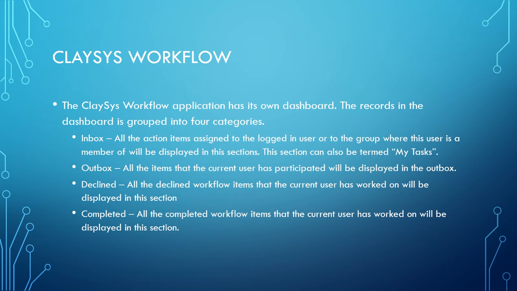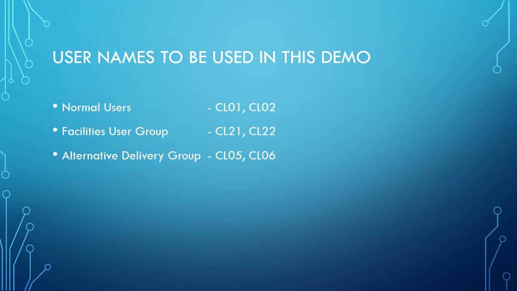Now, the ClaySys workflow with forms has been set up in this case to have its own dashboard. And in the dashboard, you will have an inbox, which would be all the requests that have been created by anybody that have been routed to you as a user for action. The outbox is similarly any request that you might have created or participated in that is now pending completion. You can always track and review the status in your outbox. Declined is all the requests that have been declined, and completed, of course, is all the requests that have been completed.